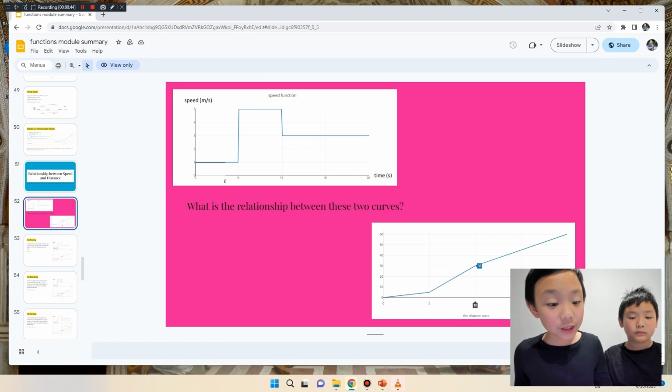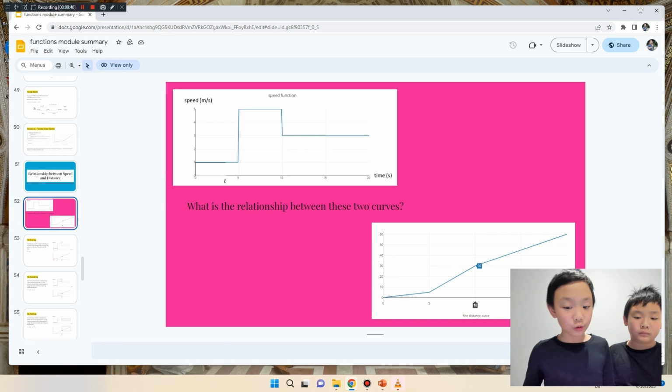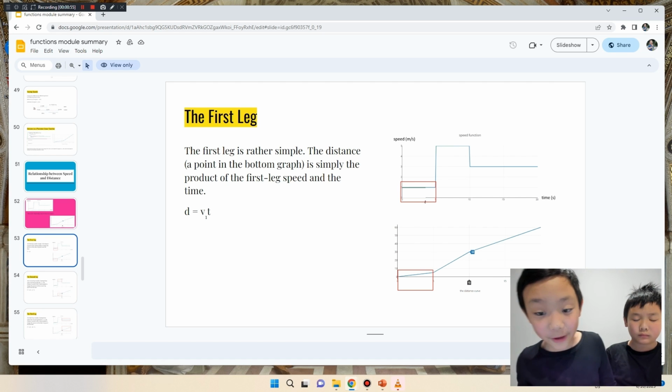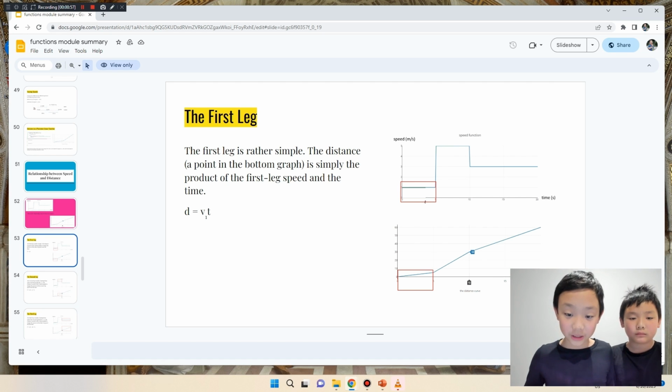First, what is the relationship between these two curves? If you don't know, we're going to teach you. But first, I'm going to teach you how to read a speed graph. The speed graph has basically two things. Right here, this vertical axis is the velocity, and this here is the time. To read a speed graph, the first thing you need to do is this.